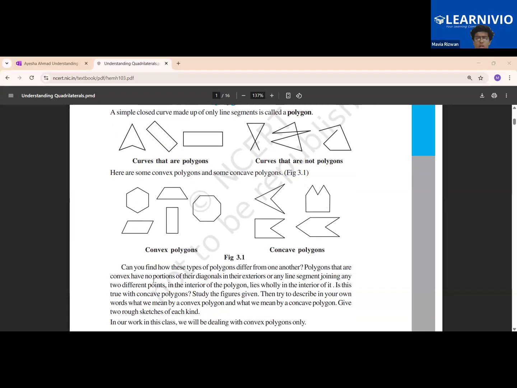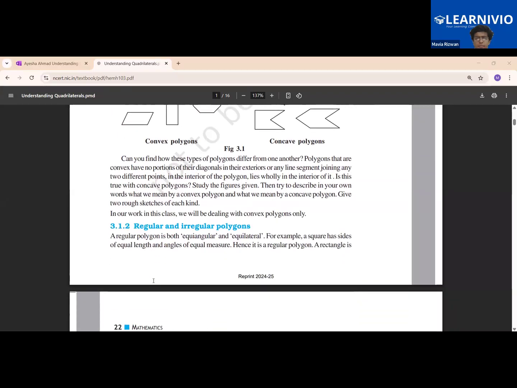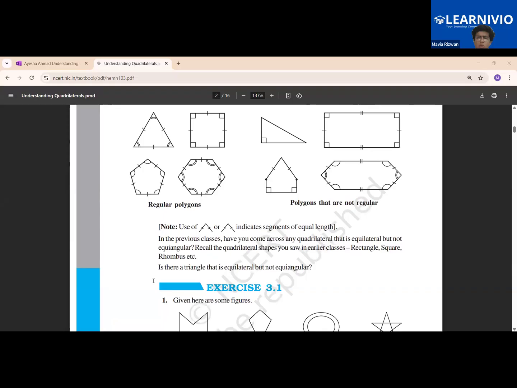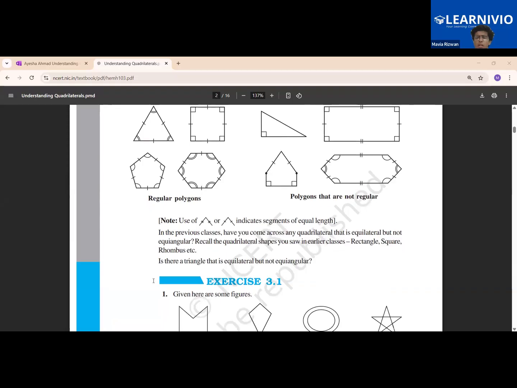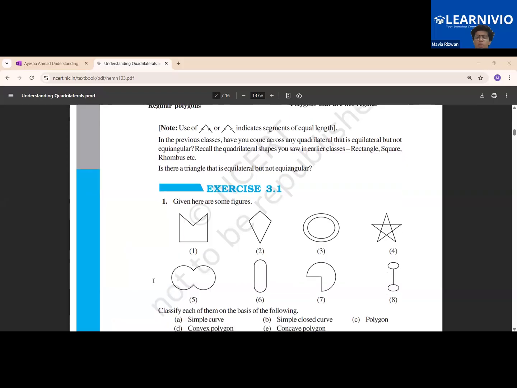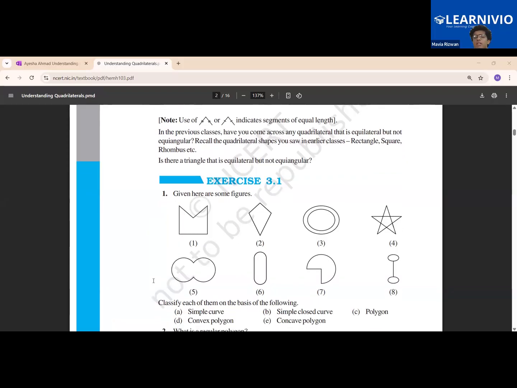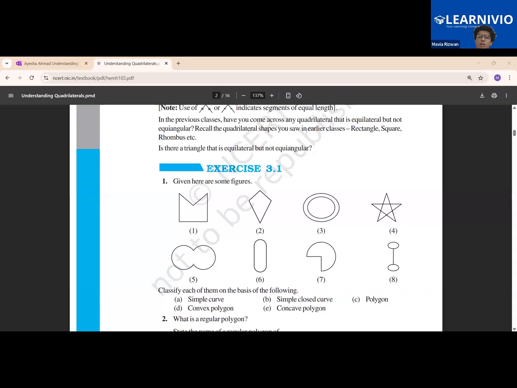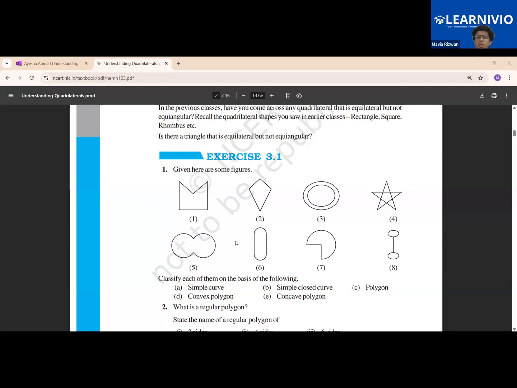Okay, Aisha. Now I also told you what are regular polygons, what are irregular polygons. In exercise 3.1, regular polygons are the polygons with equal sides and angles. So exercise 3.1, here are some figures. Aisha, you need to classify them into simple curve, simple closed curve, polygon, convex polygon, and concave polygon. First, tell me what all here are simple curves.